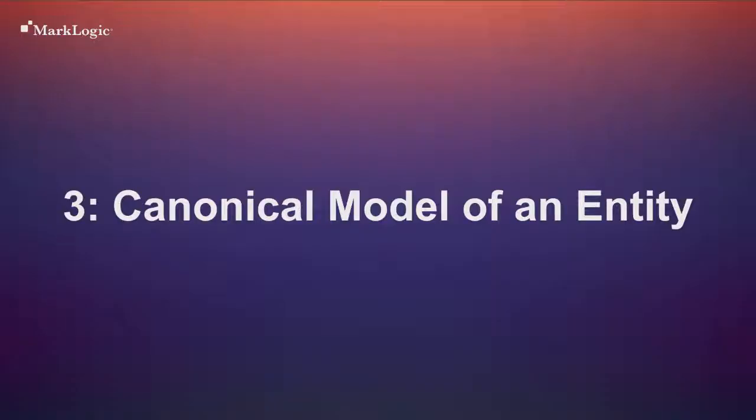So let's talk a bit about canonical models of entities. So a customer, a product, an order, and so on. If we know all about the zip and the postal, we want to collect all those together and have a collective model of everything we care about in a particular entity.